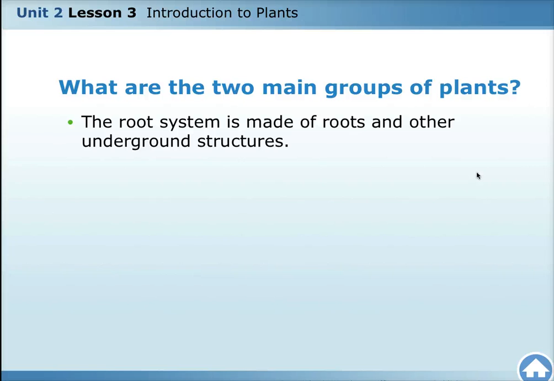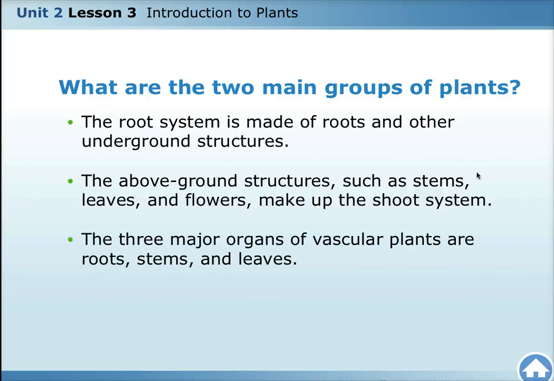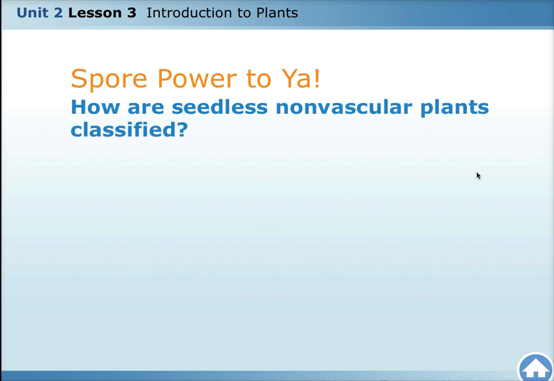The root system is made up of roots and other underground structures. The above-ground structures, such as stems, leaves, and flowers, make up the shoot system. The three major organs of vascular plants are roots, stems, and leaves. Vascular tissue transports water and materials between the roots and the shoots.